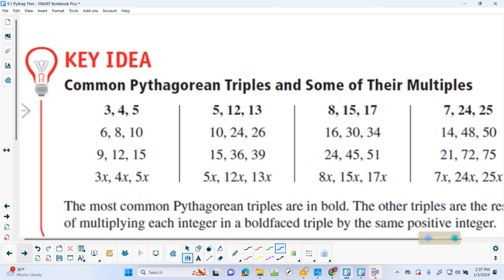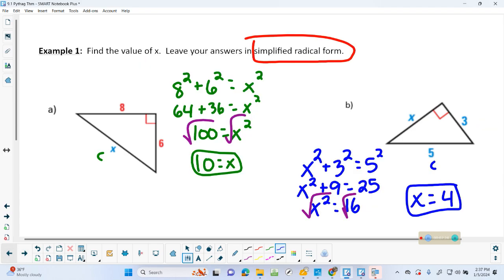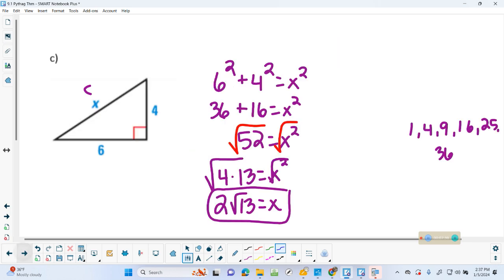All right, we kind of already talked about this triple page, but let's revisit it for a second. Again, do you have to have these all memorized? No. But if you know some of the common ones, it does save you some time. So I knew 6, 8, 10 is a triple, so with no work I would have just slapped down 10 here. Same thing on this one. I know 3, 4, 5 is a triple, so I could have done no work and known that the missing side was 4.